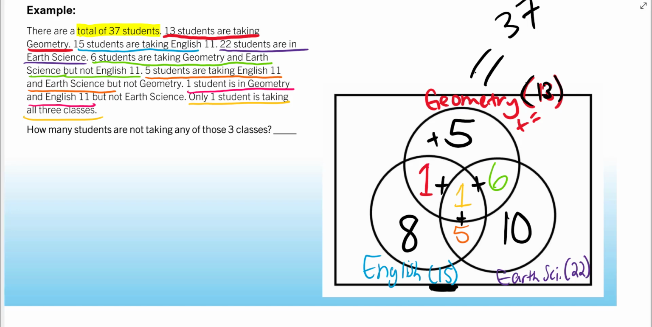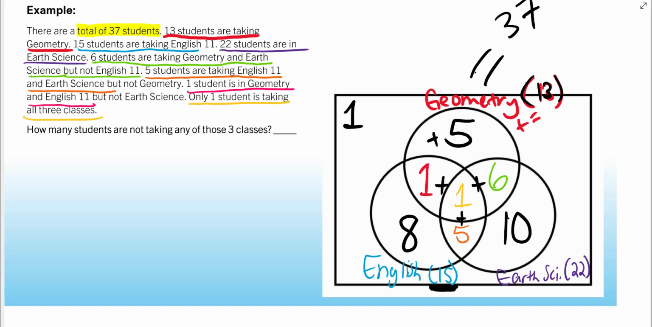Now we need to check, do they add to 37? Ahora necesitamos checar si los números se suman a 37. So we're going to do 5 plus 1 plus 1 plus 6 plus 8 plus 5 plus 10. Necesitamos sumar todos los números adentro. 5 más 1 más 1 más 6 más 5 más 8 más 10 es igual con 36. Pero hay 37 en total. Eso significa solo hay uno afuera.